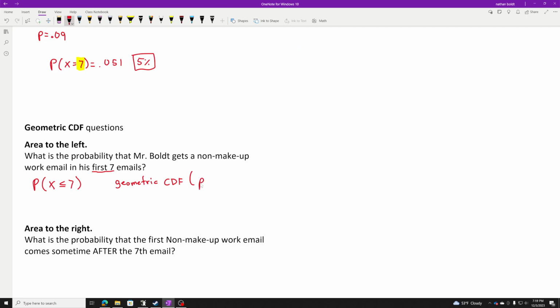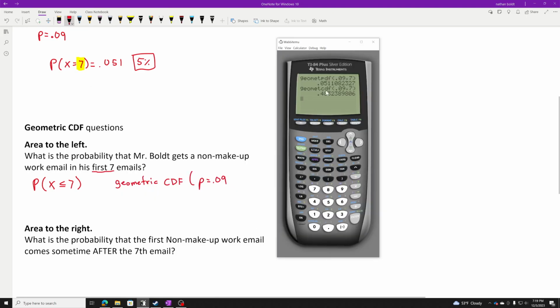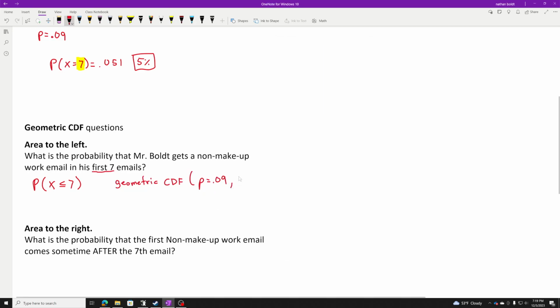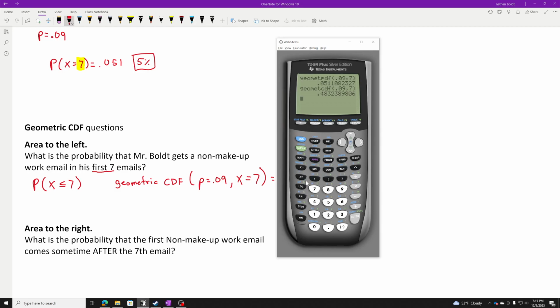So we have p is equal to 0.09. I can't just put the 0.09. You cannot just write it like this in your calculator. They don't know that you know what these numbers mean. So you have to tell them what that first 0.09 means. P, that's the probability. And then what does the 7 mean? Well, that's our x value. You would have to show them that. That's how you show your work. And it was 48%? 0.483.